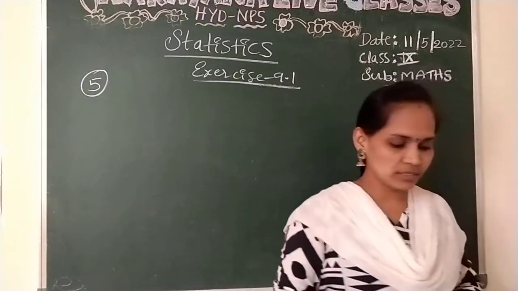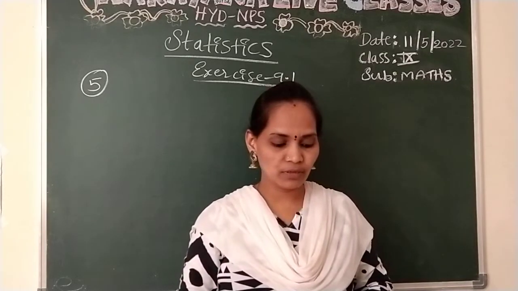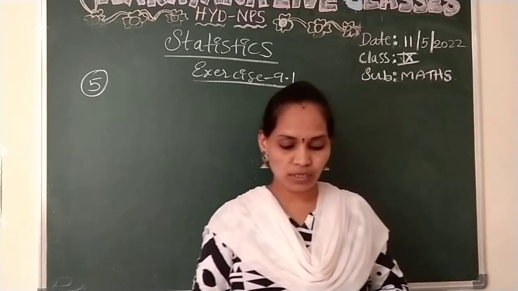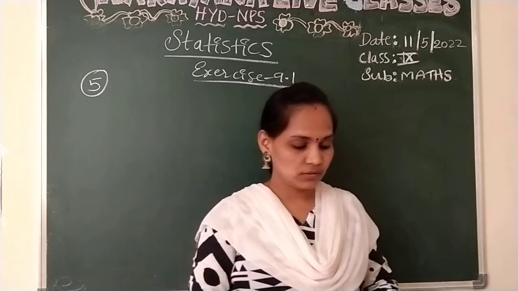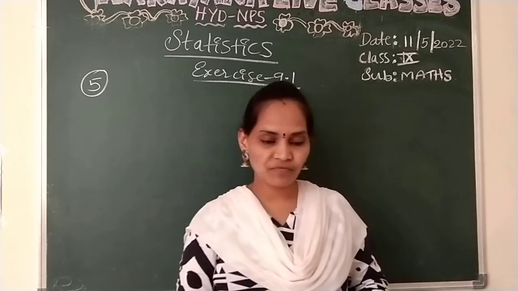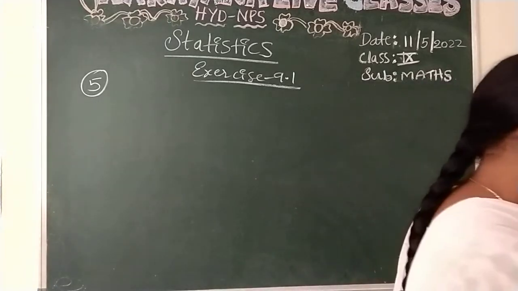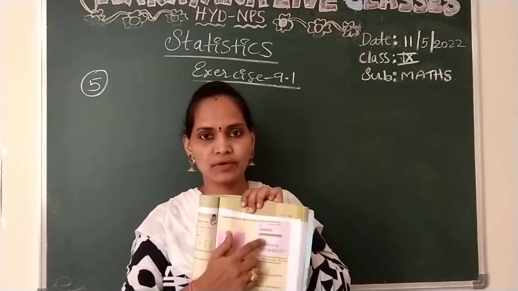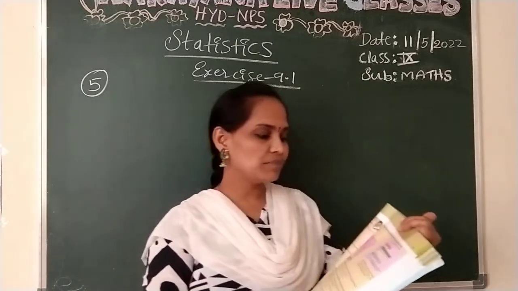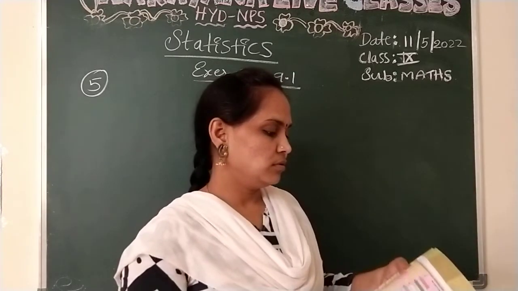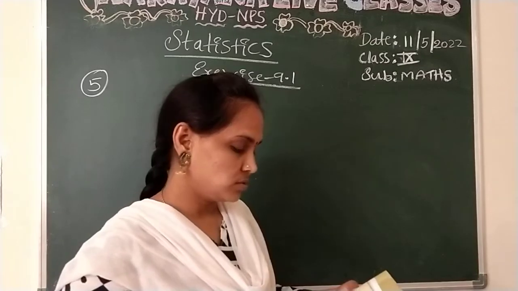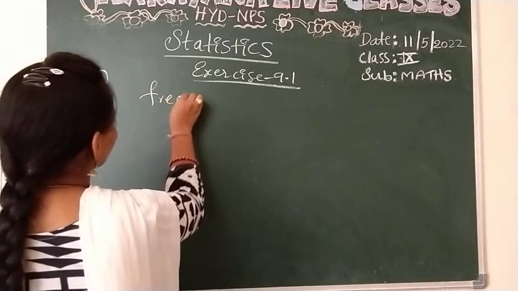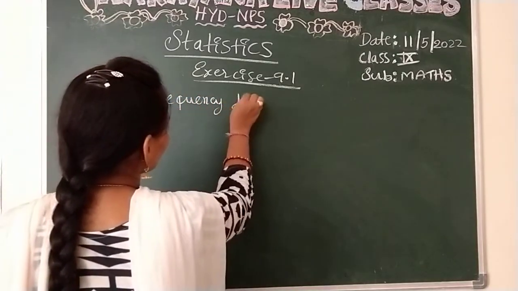Represent the data in the adjacent bar graph as a frequency distribution table. Now here, data is given in the form of a bar graph. From this data, we should write the frequency distribution table.